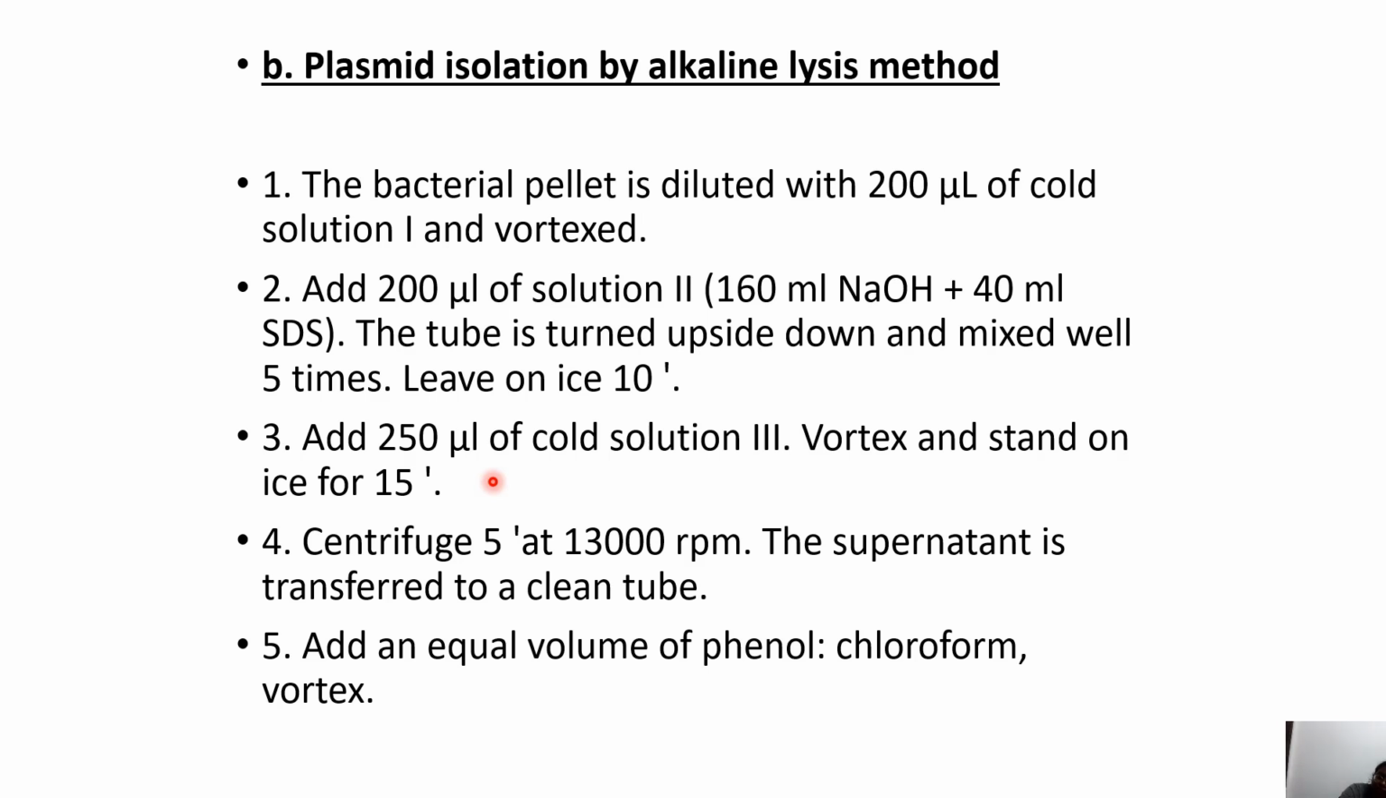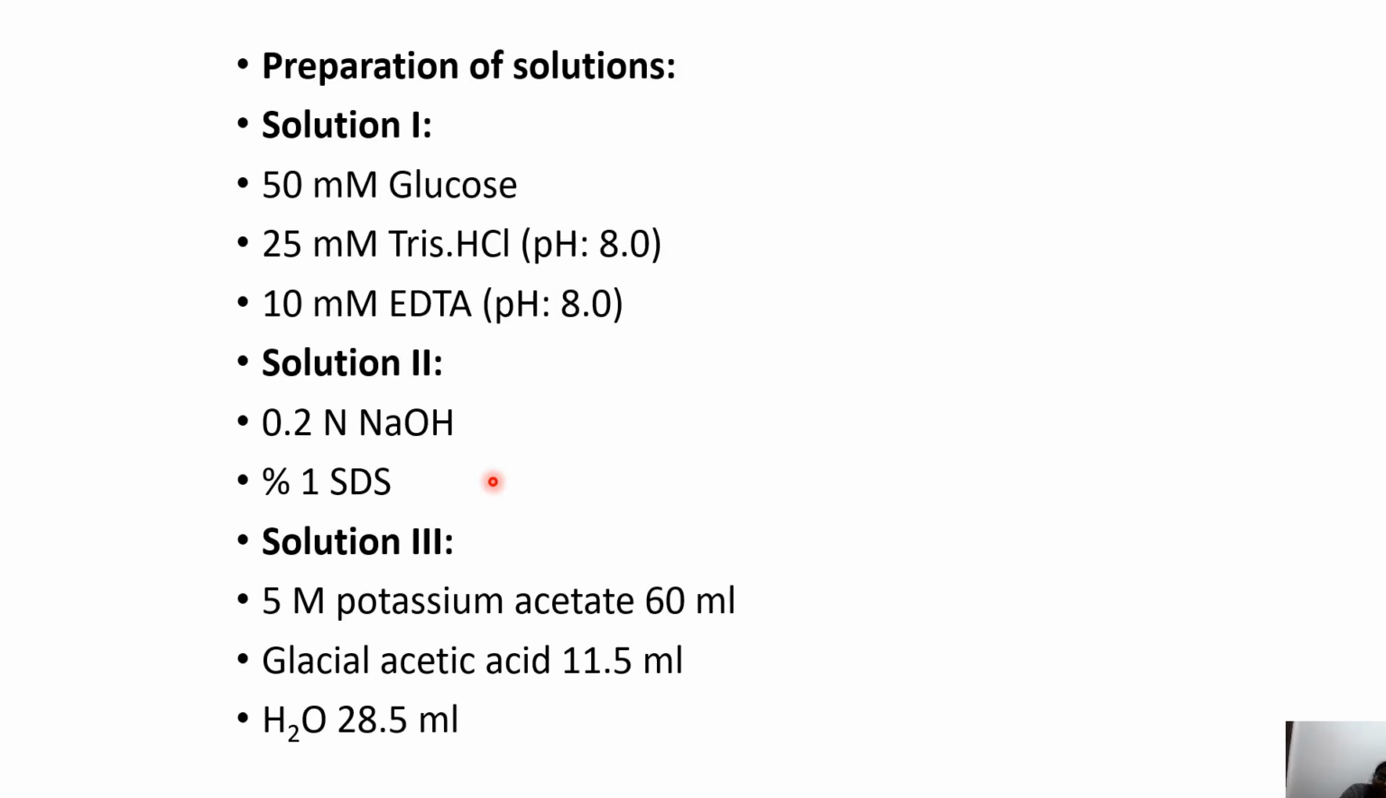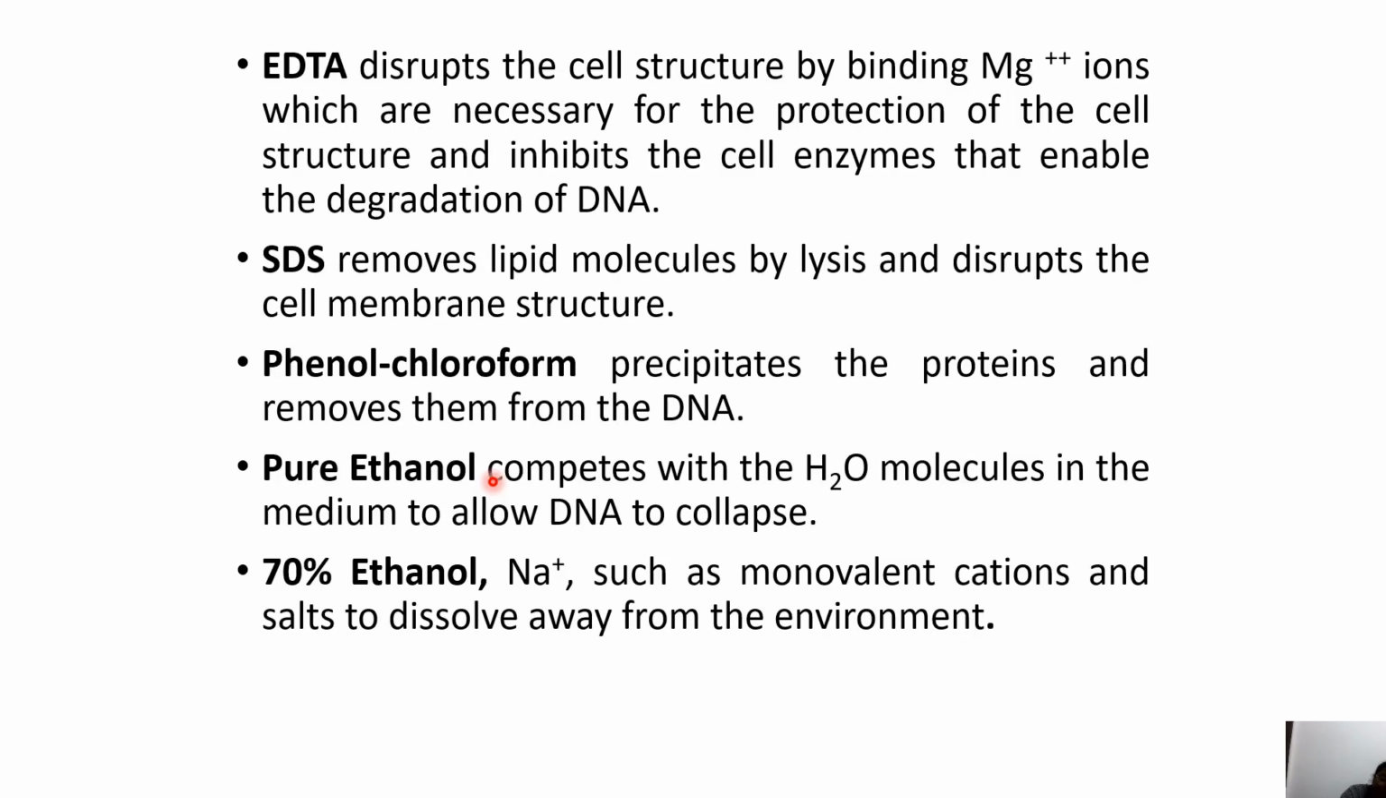So first we add solution 1, which basically contains NaOH. Solution 1, which basically, I'll tell you what it contains over here. Solution 1 contains glucose, Tris, EDTA. Then we add another solution which is NaOH and SDS, and at the end we add potassium acetate and glacial acetic acid. So what happens?